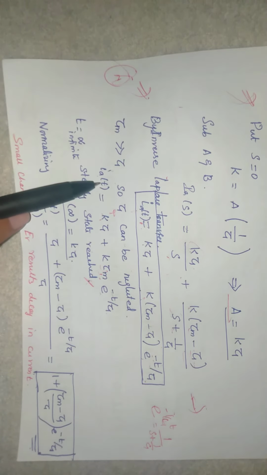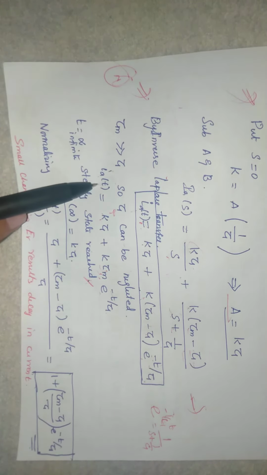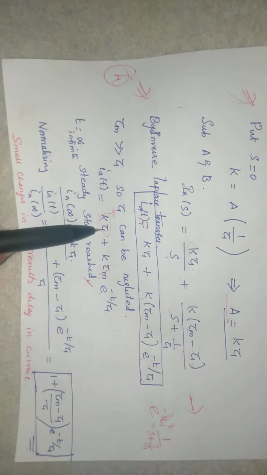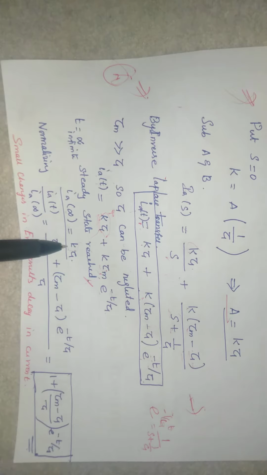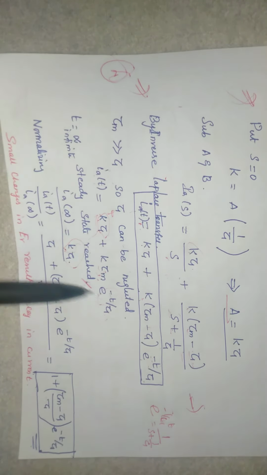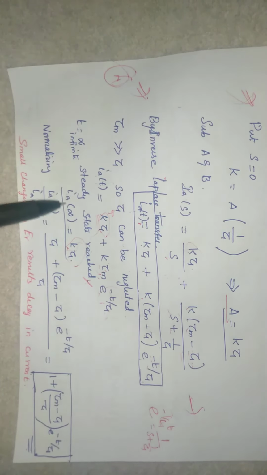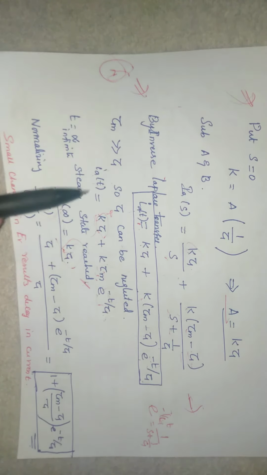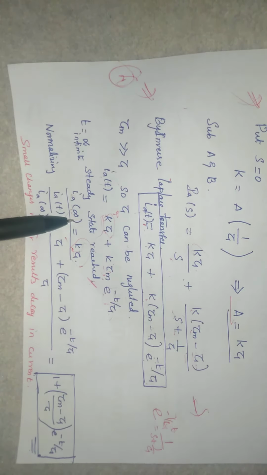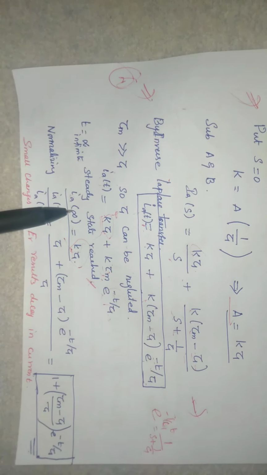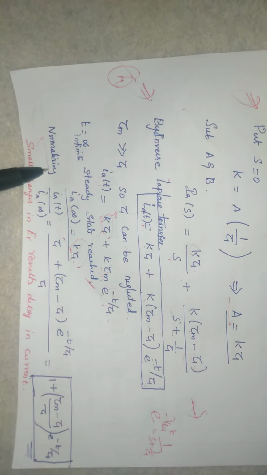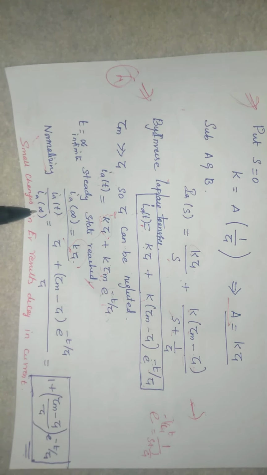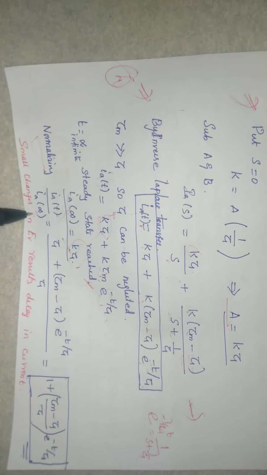So we put time t equal to infinity. Then the exponential term becomes 0, so Ia of infinity is equal to k into tau 1. If we know the value at time t and the value at infinity, then we can find the normalized one. So what is the value at time t, and what is the value at infinity?